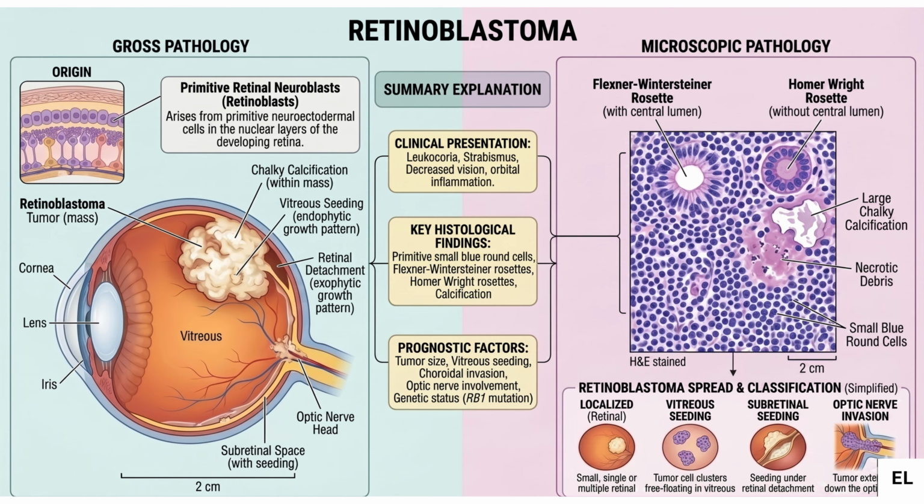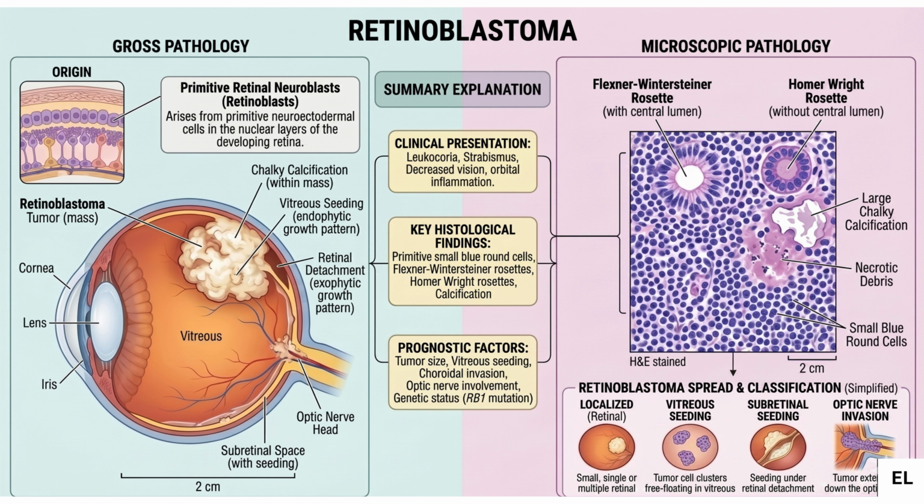As the tumor enlarges, it may grow in different directions. One pattern is endophytic growth, where the tumor projects inward into the vitreous cavity. In this pattern, tumor cells may break away and float within the vitreous humor, a process known as vitreous seeding. Another pattern is exophytic growth, where the tumor grows outward beneath the retina. This can lead to retinal detachment as fluid and tumor cells accumulate in the subretinal space.